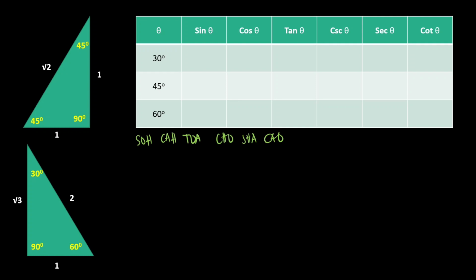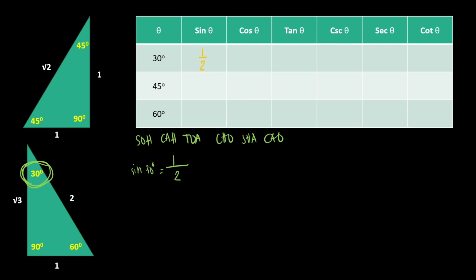So sine 30 degrees. Where is the 30 here? It's here. Focus on this 30 degree angle. The formula for sine is sine 30 degrees equals opposite over hypotenuse. What is its opposite? It is 1. What is its hypotenuse? It is 2. So therefore, our sine 30 degrees is 1/2.